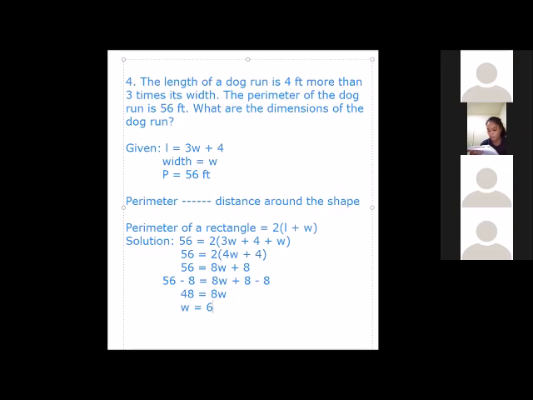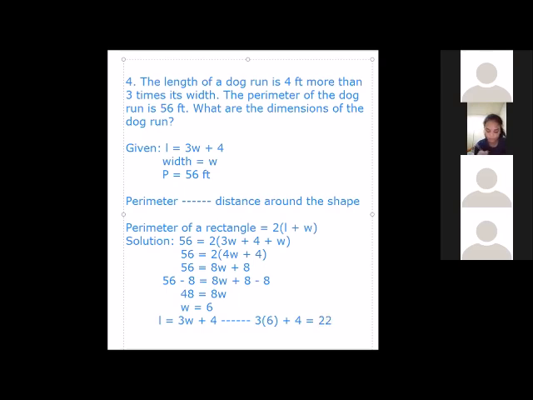Now, if our width is 6, how about our length? Jude, can you continue? Back to the given, our length is 3W plus 4. Now, if our W is 6, then what will be our length? Length is equal to 3W plus 4, and our W is 6. 3 times 6 plus 4. Yes, that's correct. Then equals 18 plus 4, which is equal to 22. Very good.